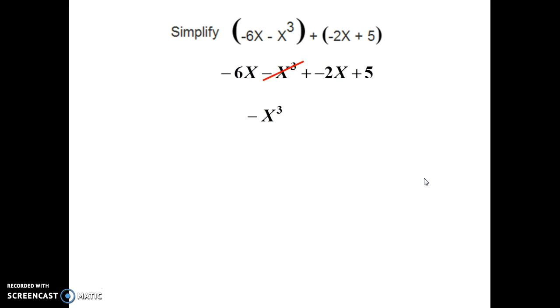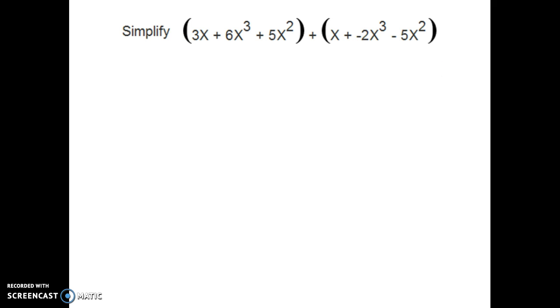Notice then we have no squared terms, but we do have two terms to the first power. Negative 6 plus negative 2 gives us negative 8x. And then we are going to add 5. So when we simplify the given polynomial, we end up with negative x cubed minus 8x plus 5. Let's take a look at another example.